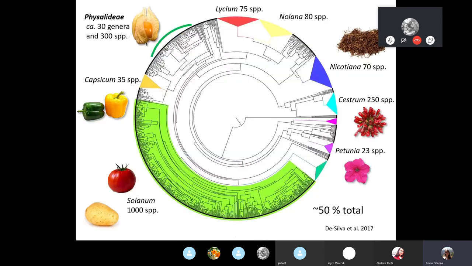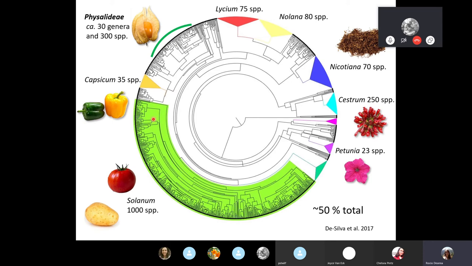As a short introduction about the Solanaceae family that you already know, this family is a medium-sized one that comprises about 100 genera and almost 300 species. And half of these species are included in this big genus that is highlighted in green, that is Solanum.